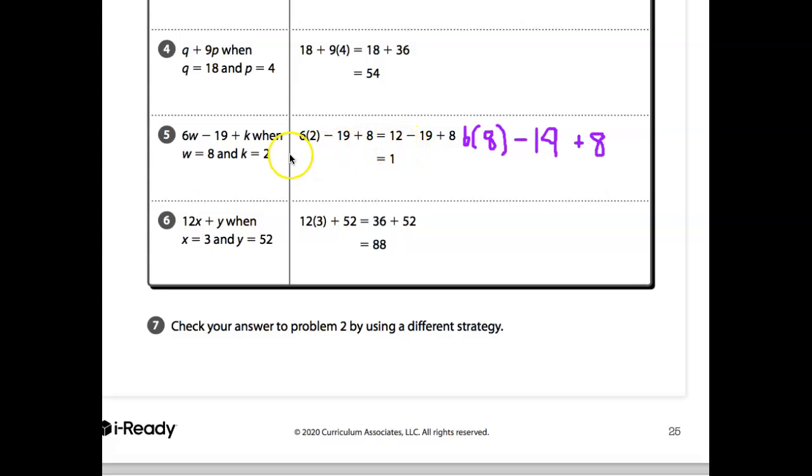So they have just mixed all that up. They've got 6 times 2 is 12 minus 19 plus 8. Well, then you've got your 12 minus 9. That's just not going to work, right? So they did it wrong there. So we'll figure it out for them because they got that wrong.